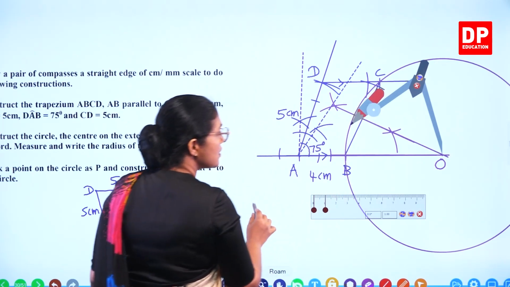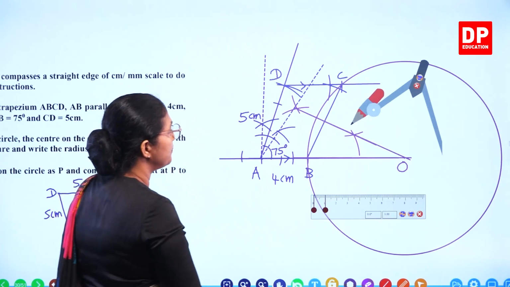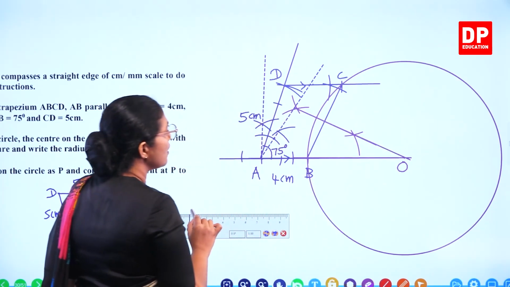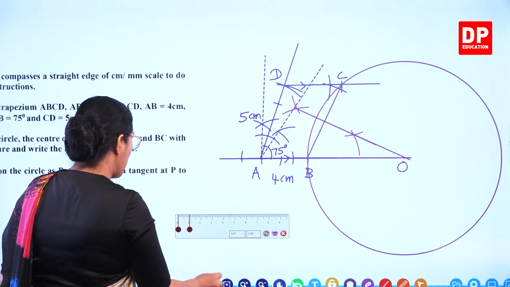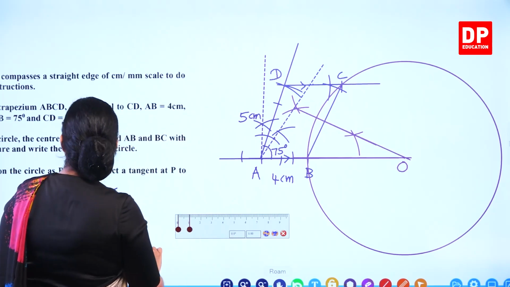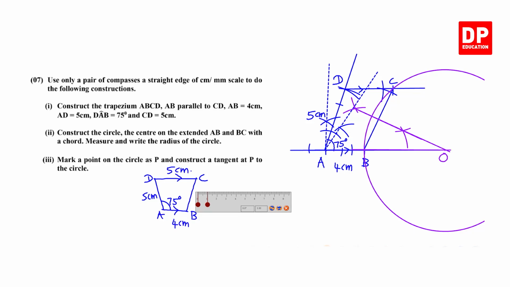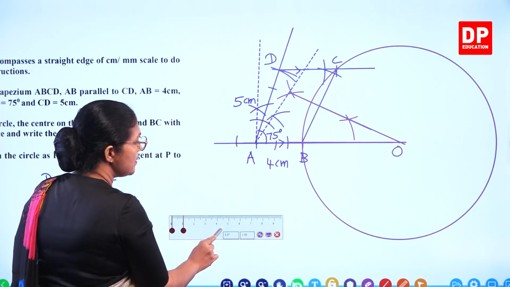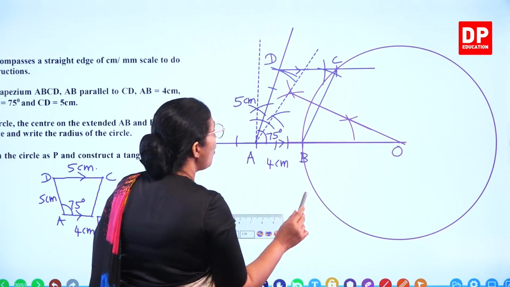So we'll take the full circle, something like that. So you get BC as the chord. Then what's the last part? It says measure and write the radius of the circle. You have to measure the radius. So that means OB length or OC length.